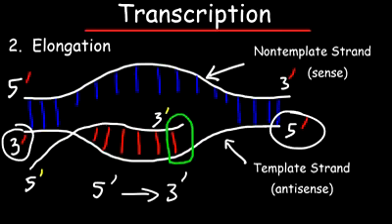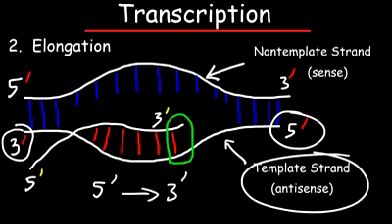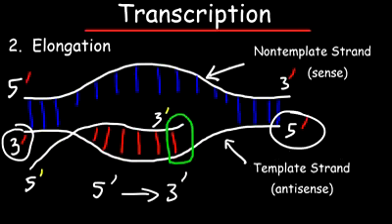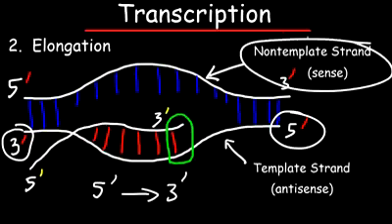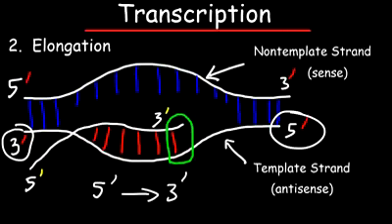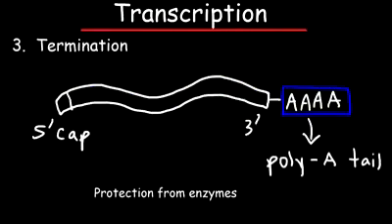Now there's 2 strands that you need to be familiar with. The first one, the one that's used to synthesize mRNA, is called the template strand, or the antisense strand. So that's the one which RNA polymerase acts upon. The other one, which is not used, is called the non-template strand, also known as the sense strand. Some textbooks will call it the coding strand, because its sequence matches up with RNA, except the fact that uracil is found in RNA, but thymine is found in DNA.